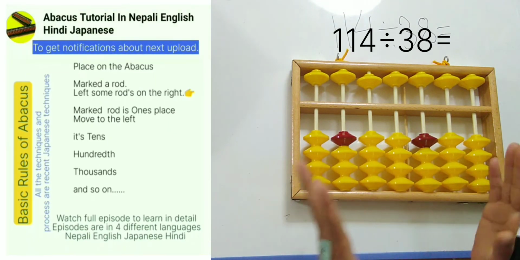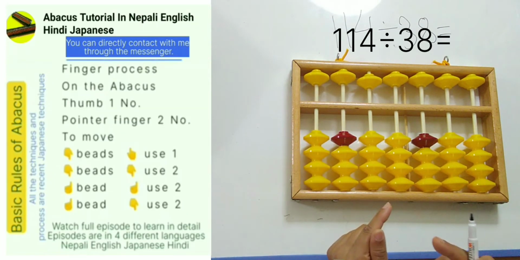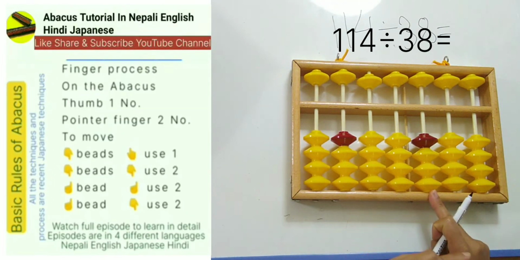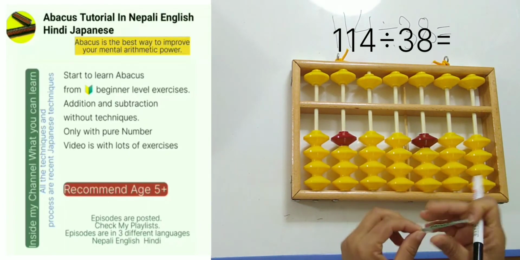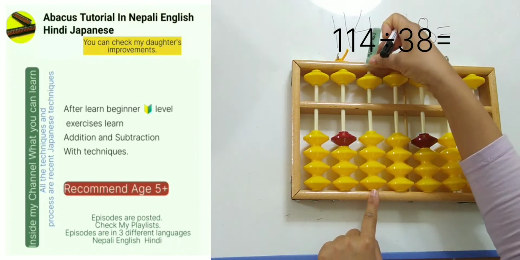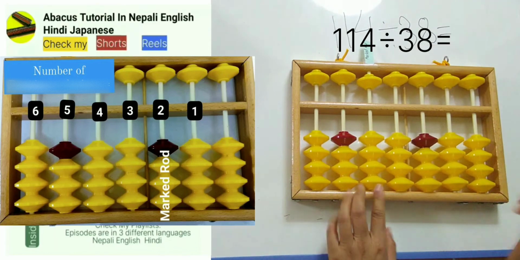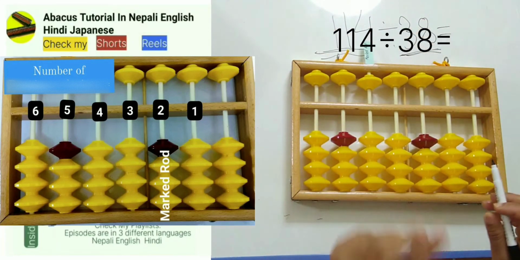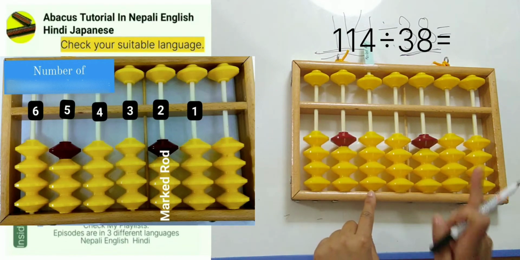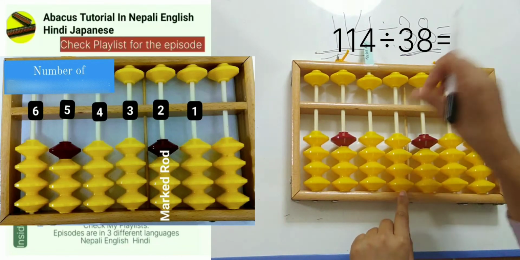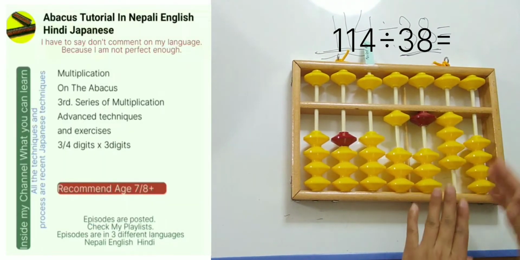Let's start. So we have to take place. This is my short abacus, so I have to change my marked rod. Normally this is my marked rod, but for division I'm going to change this rod. So I'm going to paste a small paper here. This is my marked rod. Don't be confused about this. 3 digits minus 2 digits, you get 1, and the marked rod is the second place, meaning to the right side this is the first place. So we have to place our dividend on the abacus.